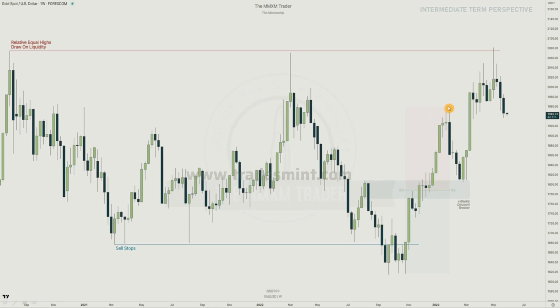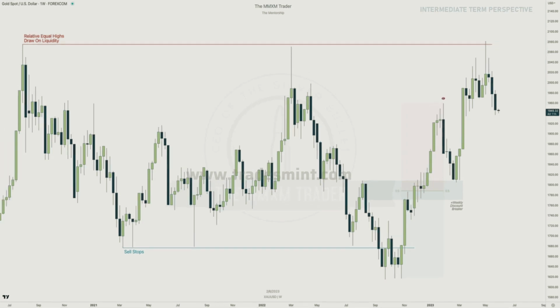So our premium high is over here, discount low is down here. We've got this weekly discount breaker. Now we've got our long-term perspective, right? So now we want to drop down to a lower time frame to see if our intermediate term perspective is in line with our long-term perspective, and then we can frame a high probability trade, or at least a high probability draw on liquidity.